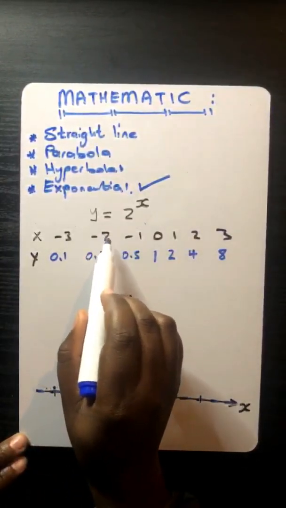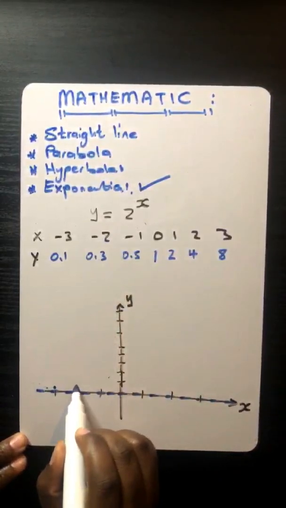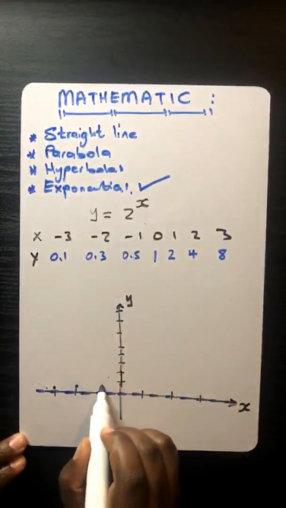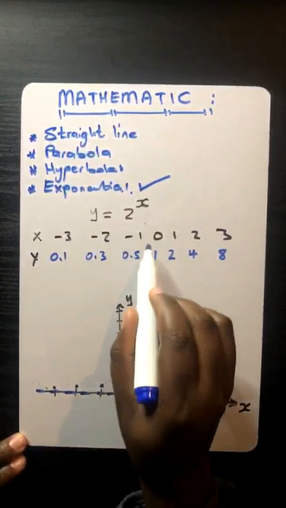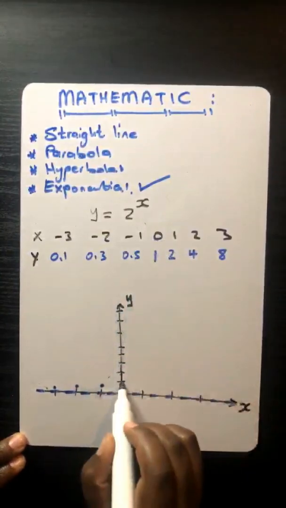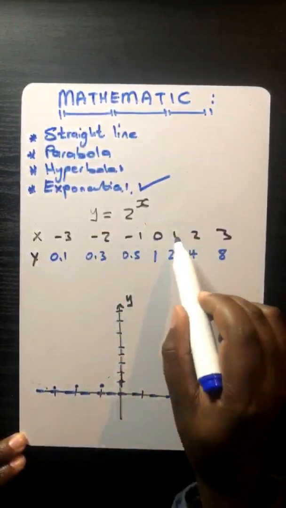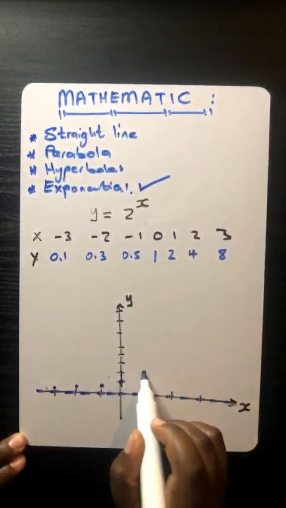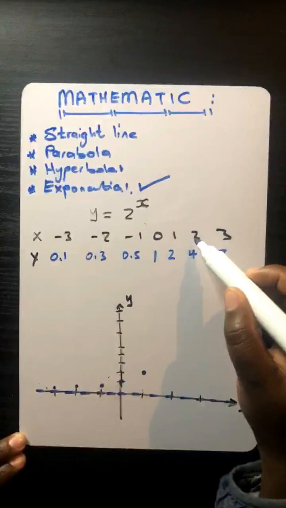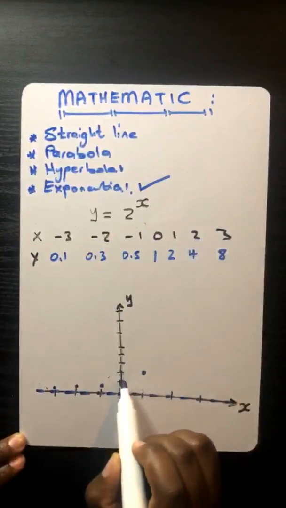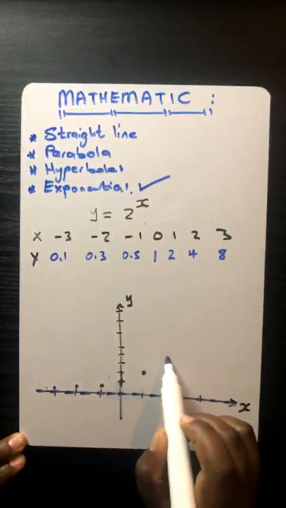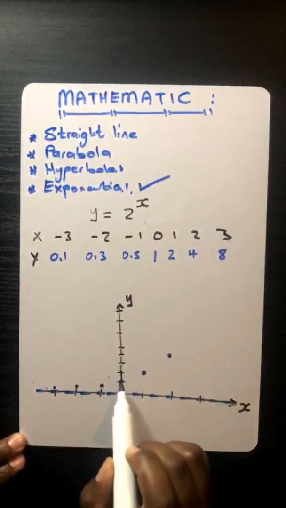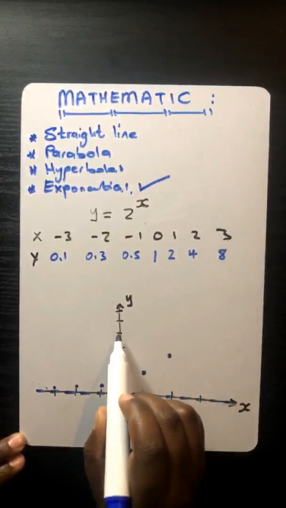Where x is -2, y is let's say 0,3, somewhere there. Where x is -1, y is a half. Where x is 0, y is 1, which is that point there. Where x is 1, y is 2. Where x is 2, that is 4, 1, 2, 3, 4. Where x is 3, this is 8, 1, 2, 3, 4, 5, 6, 7, 8.